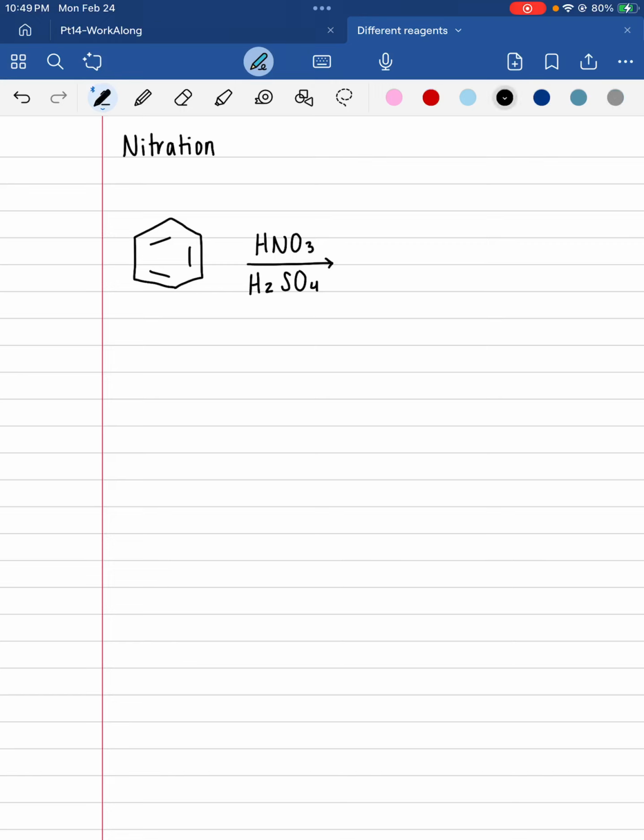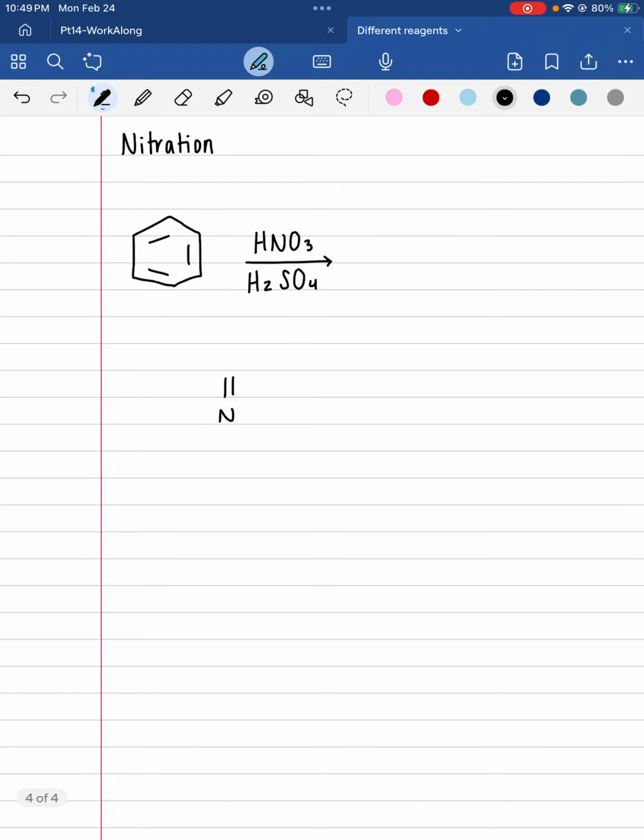Okay, nitration mechanisms. I have nitric acid and sulfuric acid. And nitric acid looks like this. A nitrogen with a double bonded oxygen, an OH, and a negatively charged oxygen. And what's going to happen here is I have an acidic proton, which comes from the sulfuric acid, and that is going to attach onto the nitric acid.